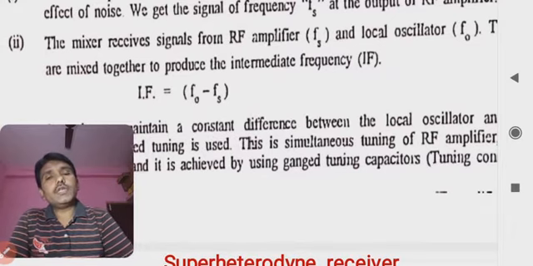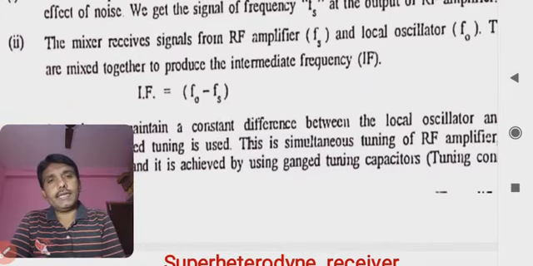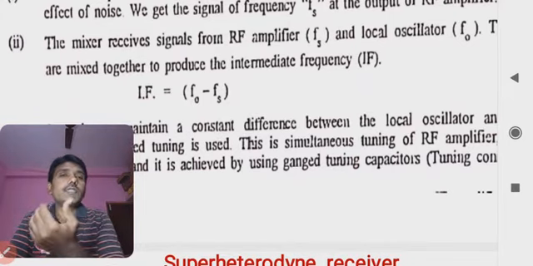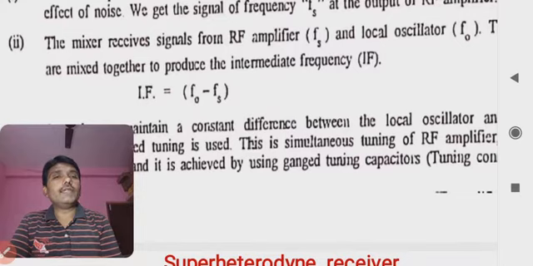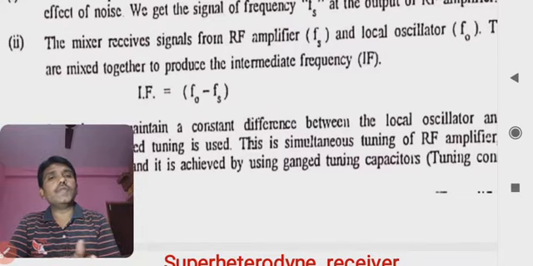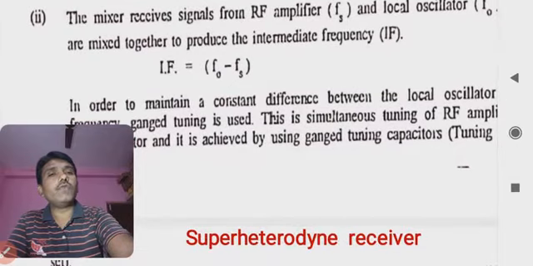The local oscillator is tunable, flexible, and the signal received by the RF is maintained in that fashion. The RF amplifier signal output and the local oscillator frequency are mixed together in this mixer, and the intermediate frequency comes out, and that is IF equal to Fo minus Fs.